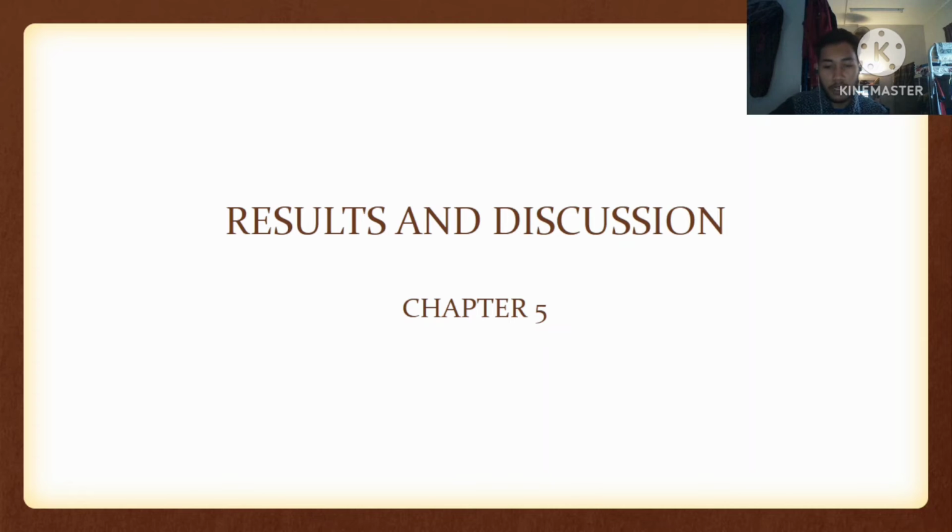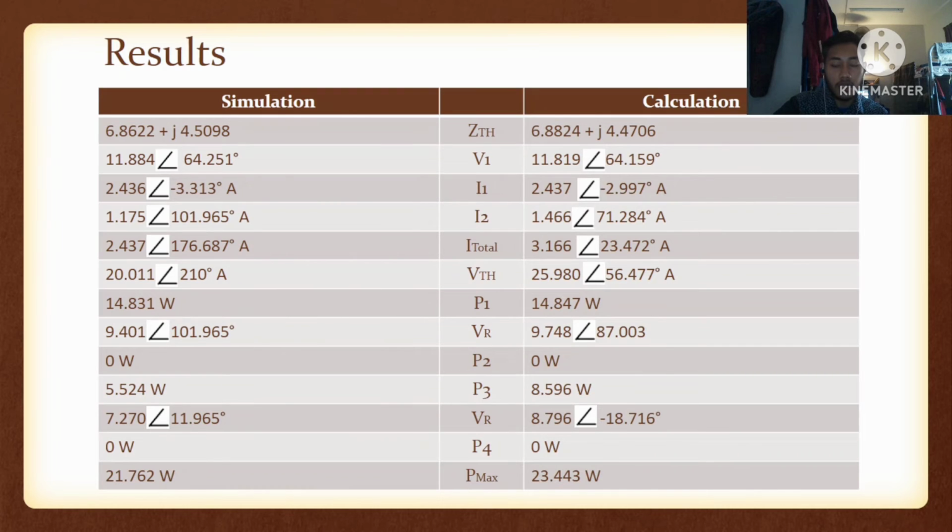My name is Muhammad Fadlin, and today I will discuss the results and discussion for this project. As you can see, we have results from both simulation and calculation. There are the values that we calculated, such as ZTH, V1, I1, I2, and I total. We can see the comparison of all the results in the table. The results between the simulation and calculation are not exactly the same, but the values are in the range of each other. You can see the table, and I will also include this in the report.